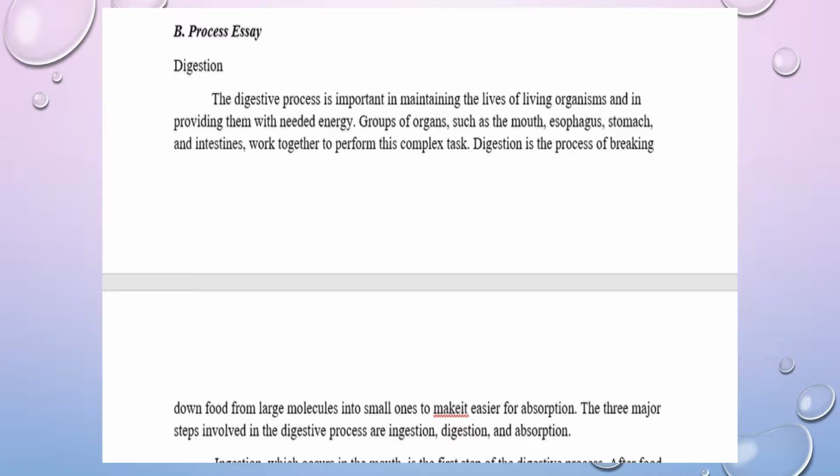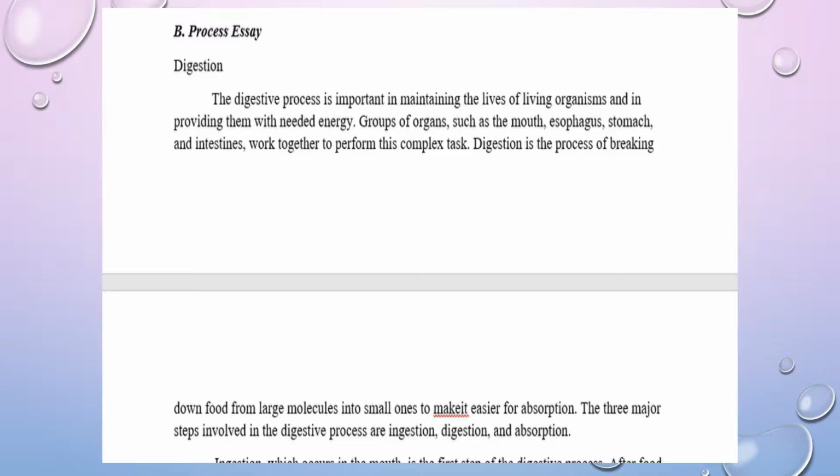The second type of chronological or time order essay is called the process essay. Remember, the process essay tells how something works, it explains how to do something, how to make something. How to get something done. The process essay will be in chronological order. That means it must be in the order that it occurs.